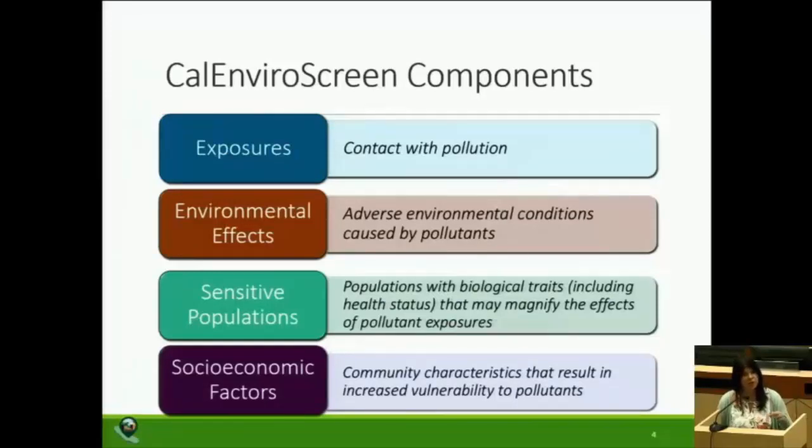And then we have another grouping, about a lot of what came up today, these socioeconomic factors that might make communities more vulnerable to pollution. So sensitive populations are about biological traits that could magnify the effect of pollution, things like health conditions. And then the last category is these socioeconomic factors, or, as I think was mentioned today, "socioeconomic pollutants," an interesting way to put it, about community characteristics that could increase vulnerability to pollution.